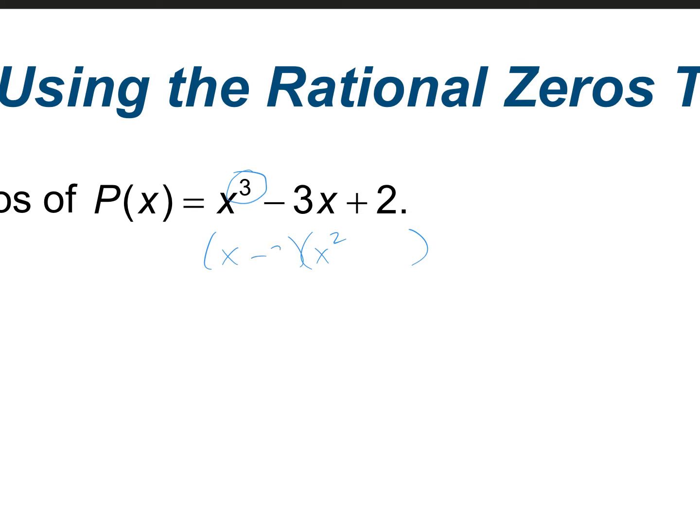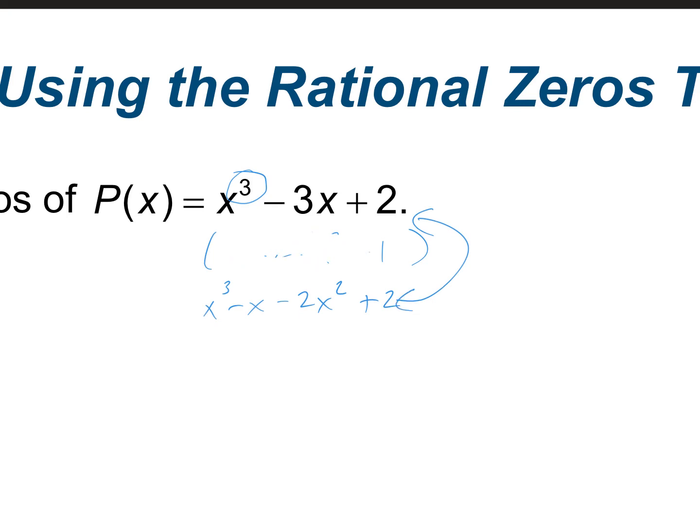Can I say minus 2 minus 1? You guys are like, I don't know. Foil it. X times x squared is x cubed. X times 1 is minus x. Minus 2x squared plus 2. Does this equal that? No. So that's not the way to solve this problem.